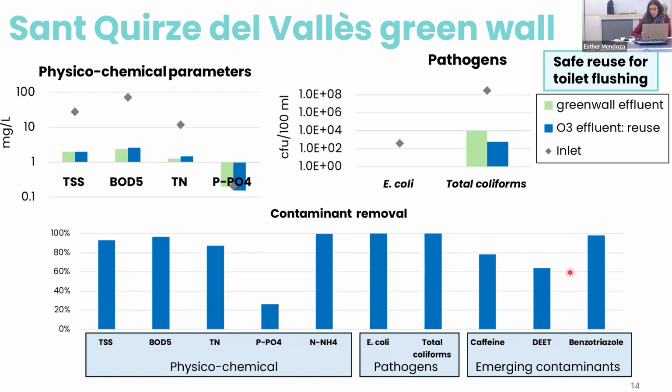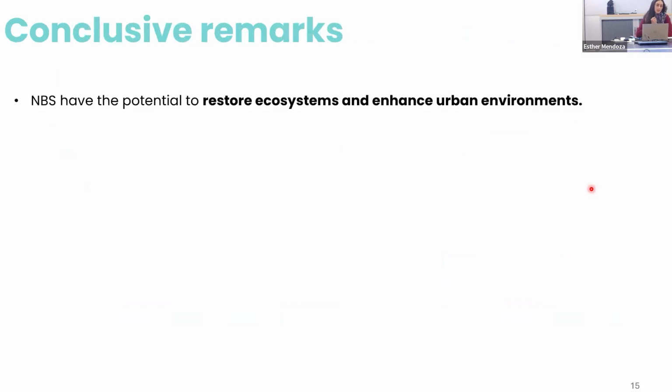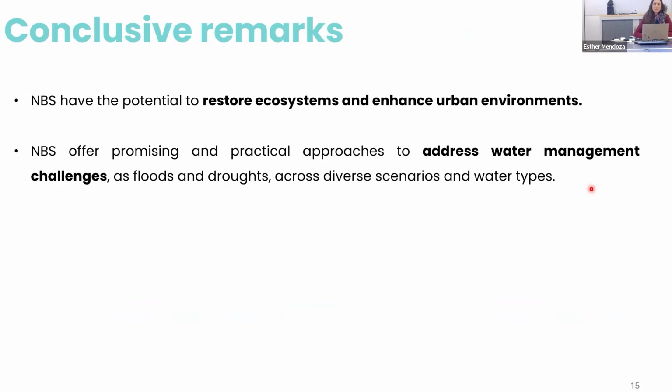So within this, you can see some scenarios of the application of these solutions and how they can work, or in the other case that they need to be optimized, but they are working pretty well. So just to finish my presentation, we saw that nature-based solutions have the potential to restore ecosystems and enhance urban environments. They offer promising and practical approaches to address water management challenges such as floods and droughts across diverse scenarios and water types. They are super versatile, these systems.